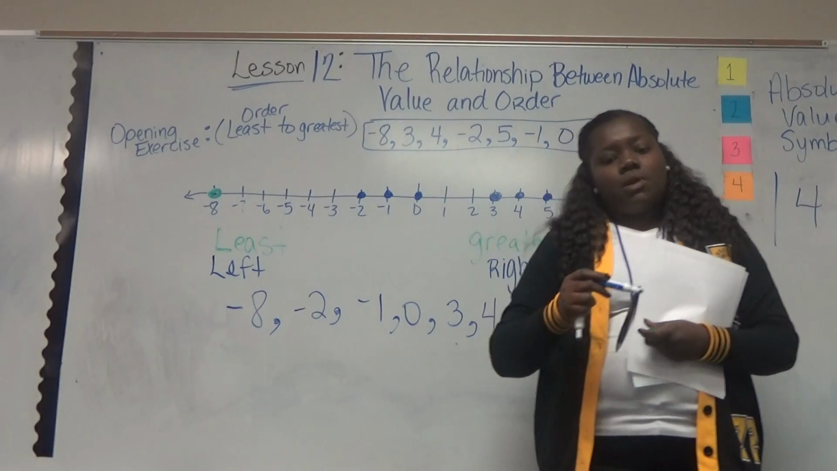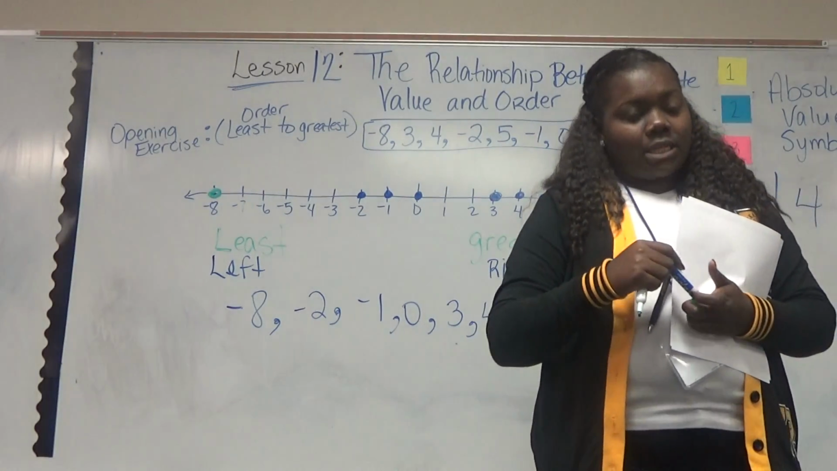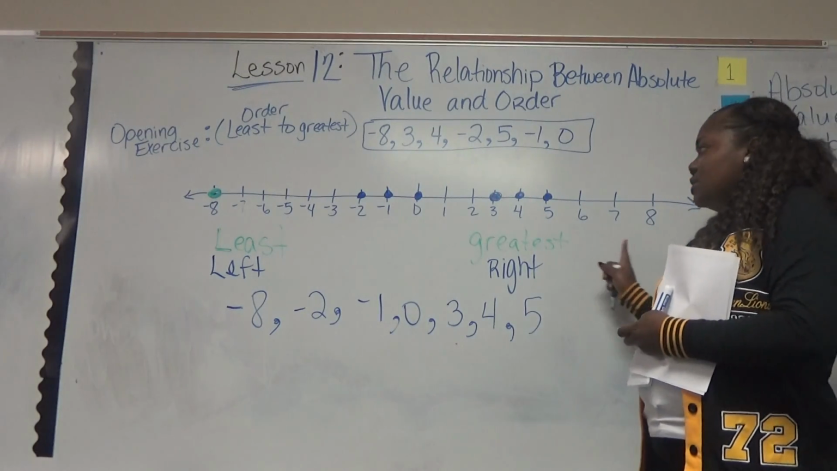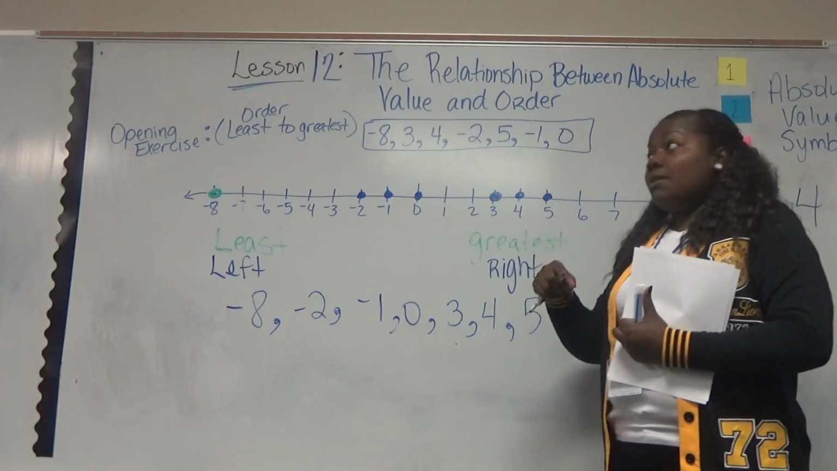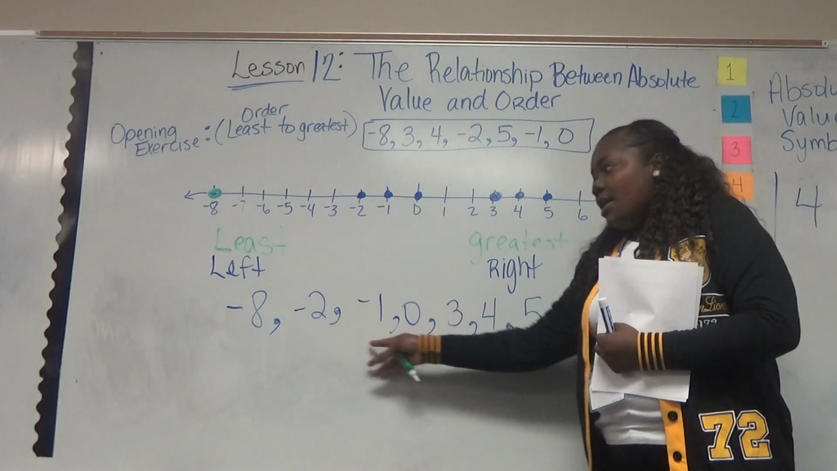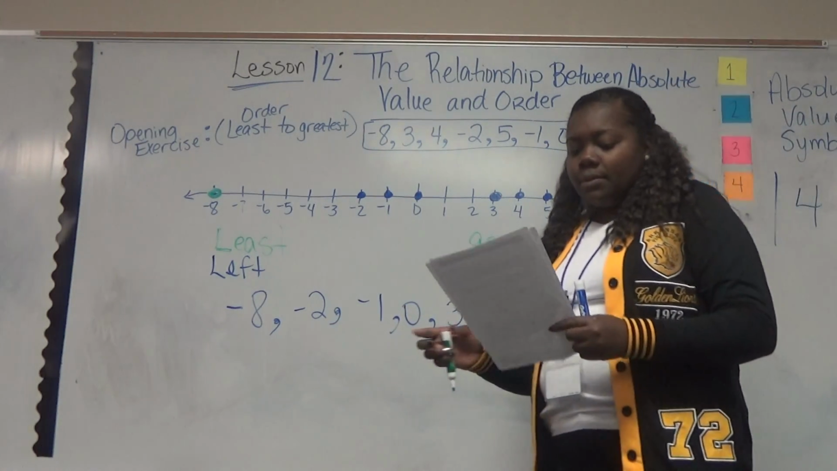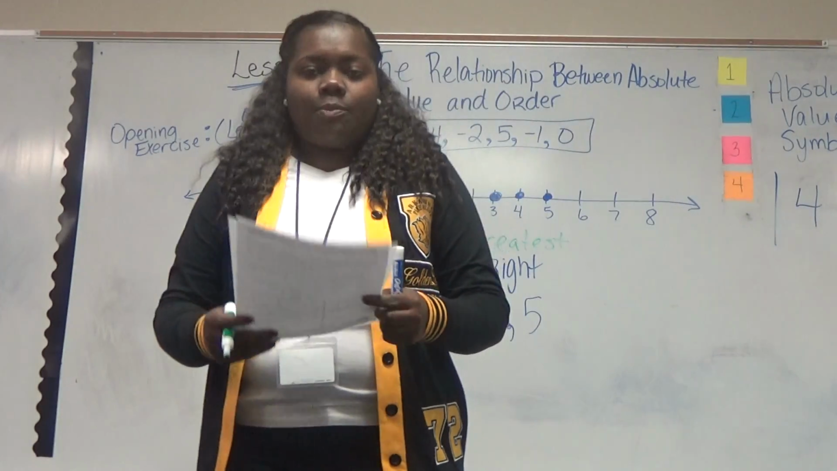What if I asked you to put these in order from greatest to least? What side would we have started with first? Right. The right side to the left. But since the direction said least to greatest, we now have them in order from least to greatest. So make sure that you show that on your paper. Alright, let's move on to example 1.